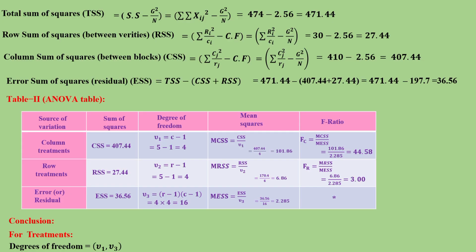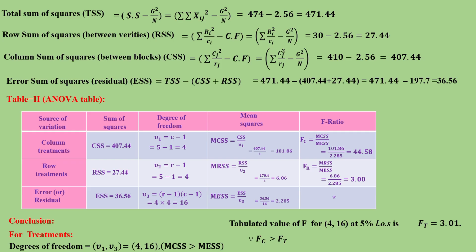So for treatments, degrees of freedom V1, V3: 4, 16. The tabulated value for degrees of freedom 4, 16 at 5% level, Ft is equal to 3.01. Compare Fc and Ft. Fc is more than Ft. Therefore H0 is rejected. First one rejected.